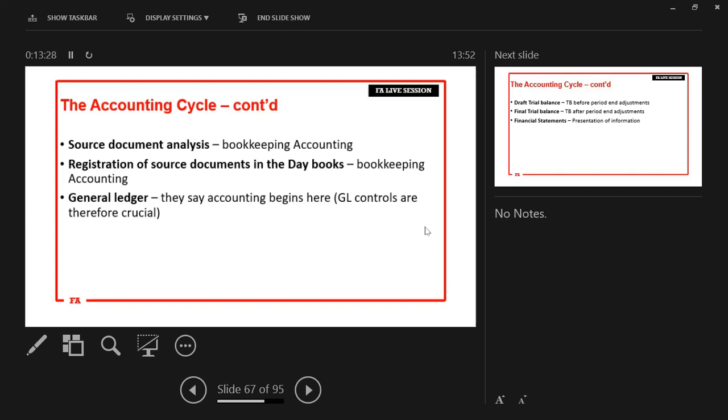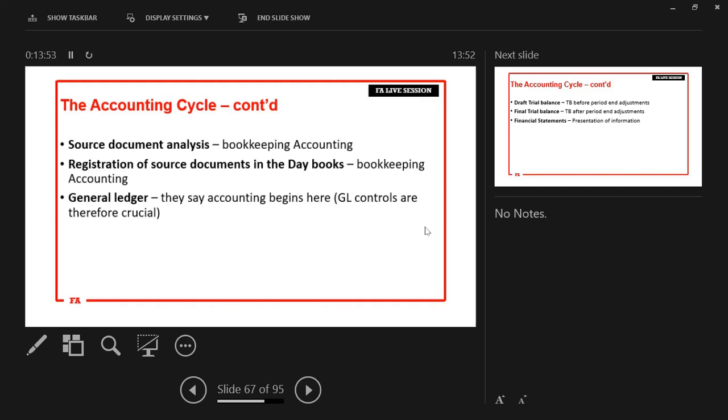Allow me to progress to the next point, which says registration of source documents in the day books. When you register your source documents in the day books, you're still doing what? Bookkeeping. Then after you've done that, you go to the general ledger. Now in our class, we like saying the totals in the day books should be what?